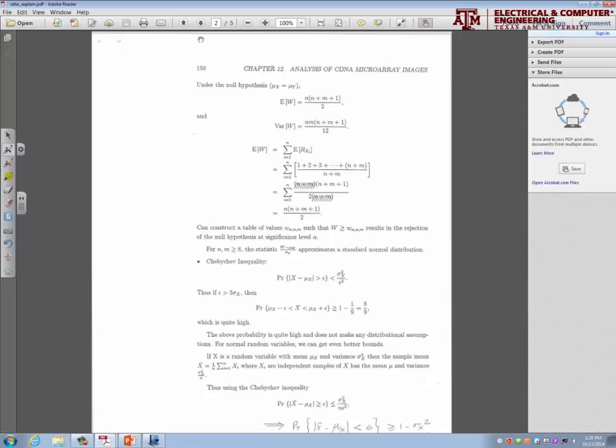Of course, if you're starting from the Chebyshev inequality, you're not making any distributional assumptions. If you know that something is normally distributed, like with the law of large numbers or the central limit theorem, when you take the mean of a large number of random variables, it's going to become normal. Then you can use the normal distribution tables from the back of your statistics book and figure out the degree of confidence.